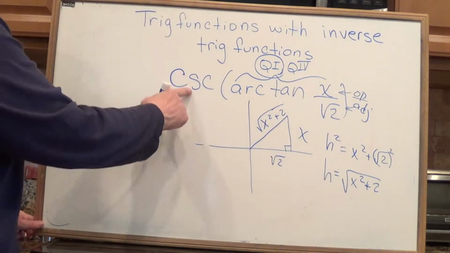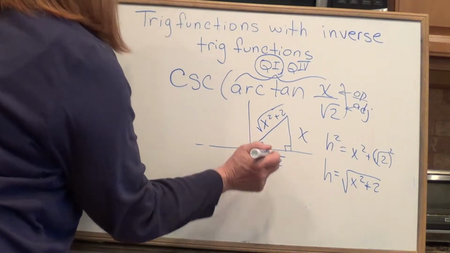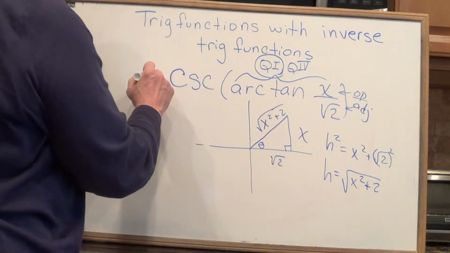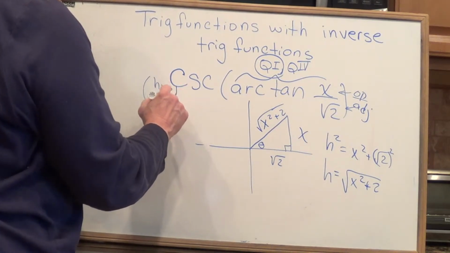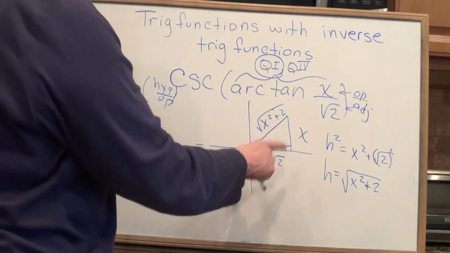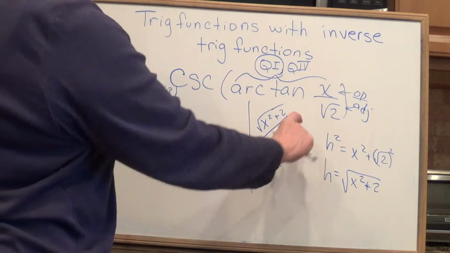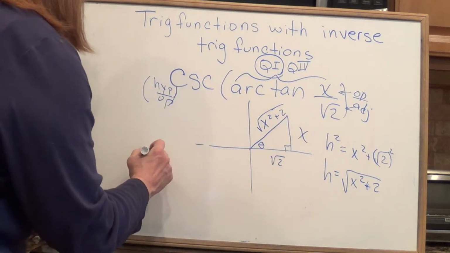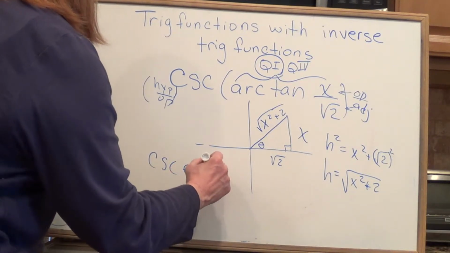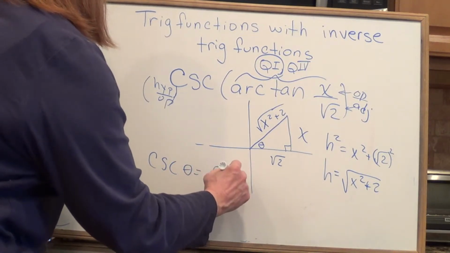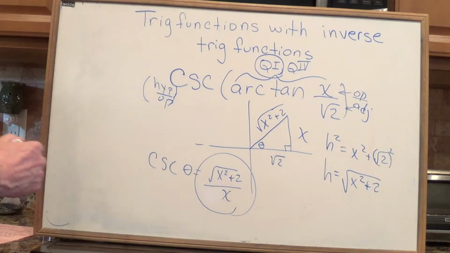And now I take the cosecant of that angle. I'll call the angle theta. The cosecant is hypotenuse over opposite. And in this triangle, hypotenuse is this expression divided by opposite this expression. So I end up with the cosecant of that angle being square root of x squared plus 2 over x. And that's all there is to it.